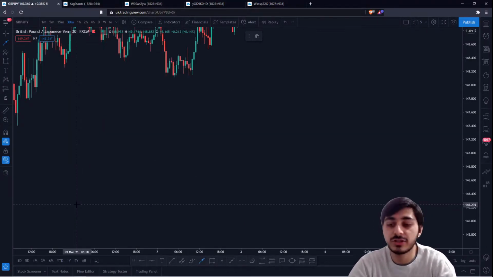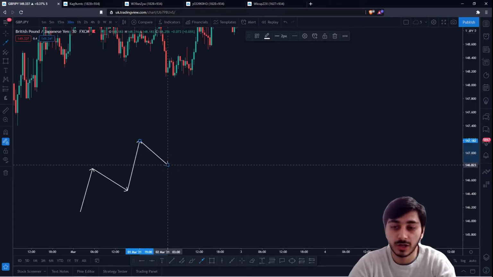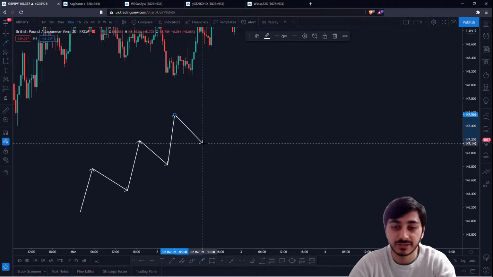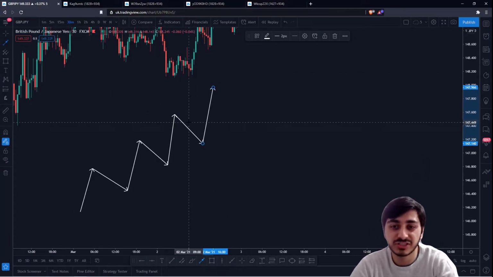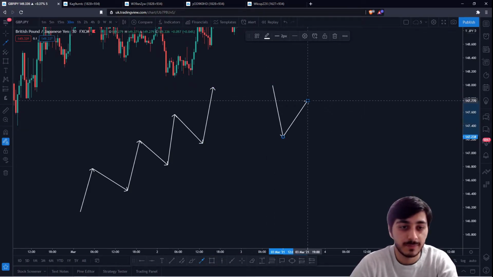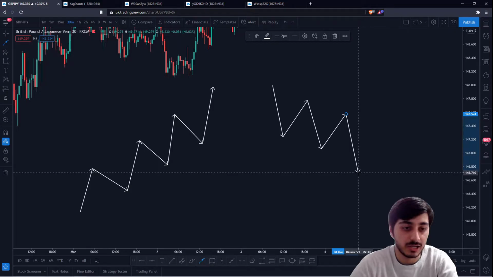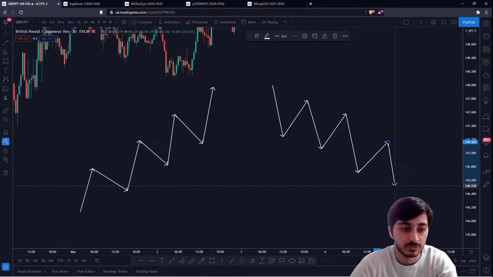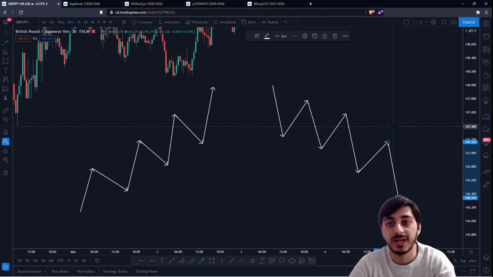When price is trending to the upside, we should see some sort of structure that looks like this: price moving up and down in a zigzag pattern, creating higher highs and higher lows as it goes up. This is what we call an uptrend. This is just simple trend analysis. When price is trending downwards, we should see it create lower lows and lower highs. So lower low, lower high, lower low, lower high as such.